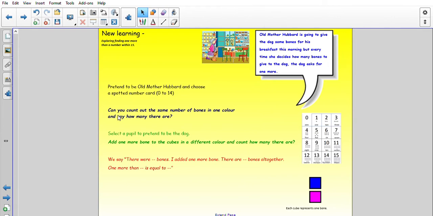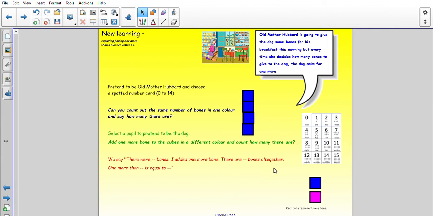So then it asks me, can you count out the same number of bones in one colour and say how many there are? So I've got number 4, so I'm going to count out 4 bones. Down here it says each cube represents 1 bone. So for every cube, I'm pretending it's 1 bone. So I'm going to count out 4 because that's my number. 1, 2, 3, 4. 4 bones for the dog. So there are 4 bones.